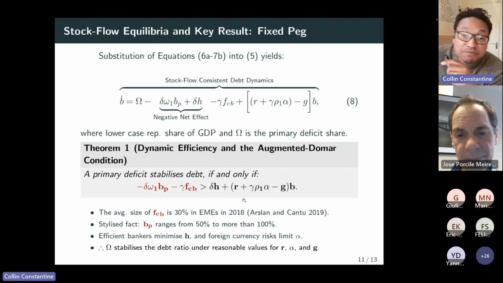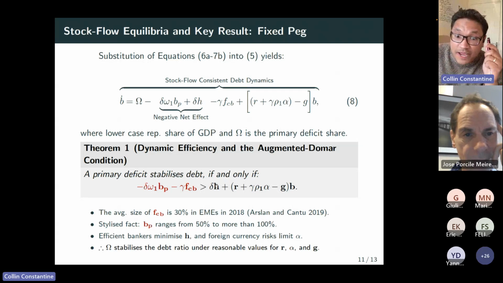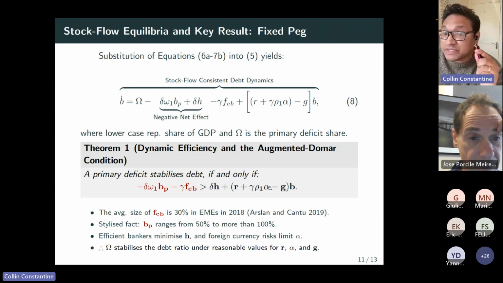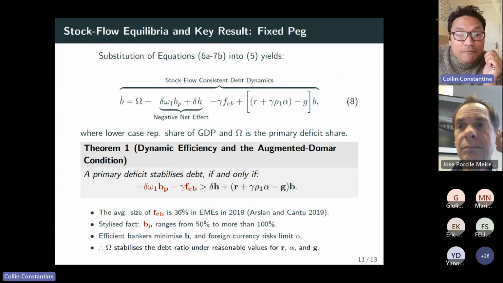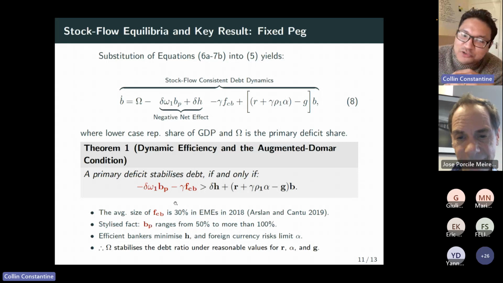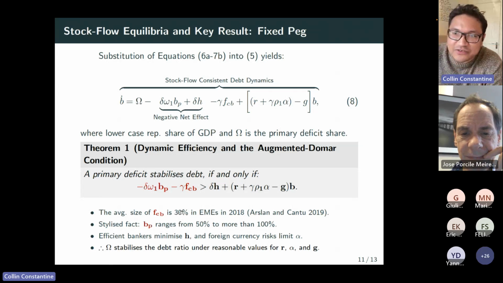All right. Now, efficient banks are going to try to minimize H, that is the amount of reserves to borrow from the central bank. Because of foreign currency risk, alpha has an upper limit, that is the share of external debt in total government debt. All right. Now, this is a large number, obviously. This is a recent study, but this is a very large number. I do not think, of course, this represents the average emerging market, or certainly countries in the Caribbean or other parts of Latin America, right?